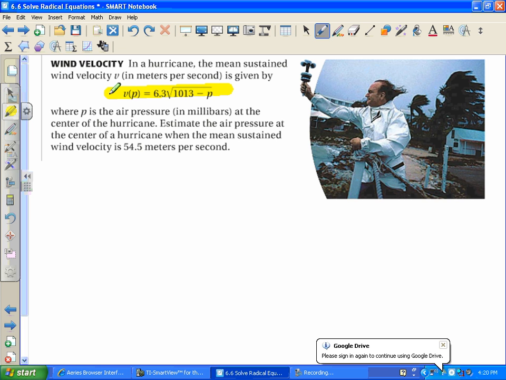They've given me an equation, Mr. Wood. I see two things in that equation with letters. And they've given me one thing that I think I have to substitute in. They've given me something in meters per second. That's velocity. Velocity is in meters per second. So 54.5 is my velocity.